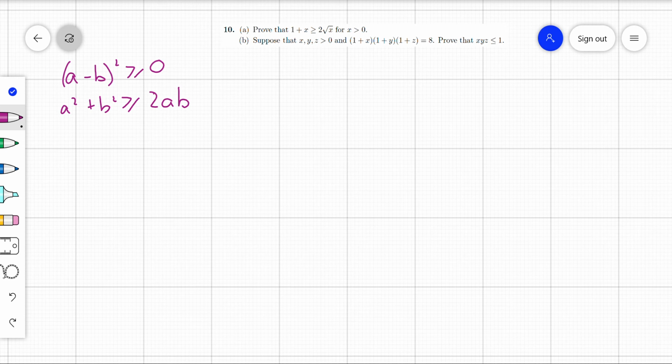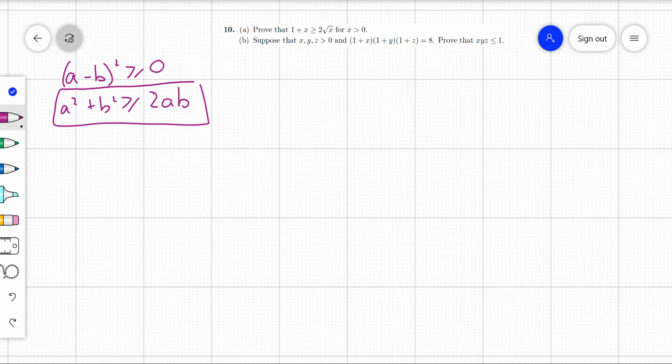All right, have a look at this one. It says prove that 1 plus x is greater or equal to 2 root x. Now, if you remember the common one we use to be greater or equal to 0 is (a minus b) all squared. You could just do a substitution in that. That would give you that.